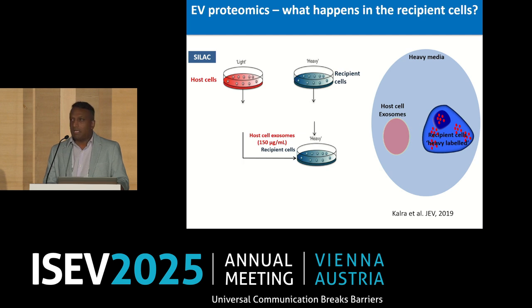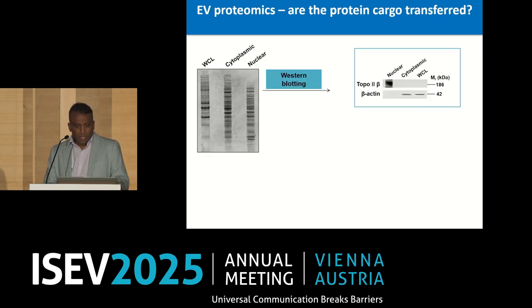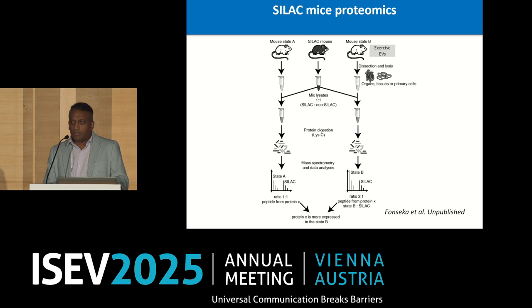And then you can study what proteins are physically transferred from the EVs to another recipient cell. I'll skip this part. You can also do SILAC mice proteomics, where you can grow the mice on a SILAC diet for quite a few generations, and then try to isolate the EVs or inject EVs into them and study where these EVs are biodistributed, and then what phenotypic changes they cause in various tissues per se.